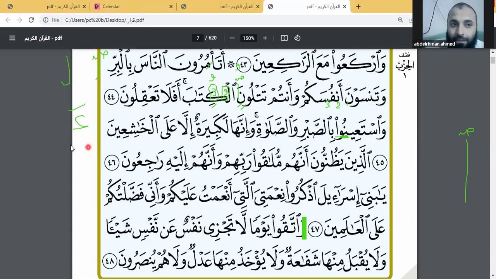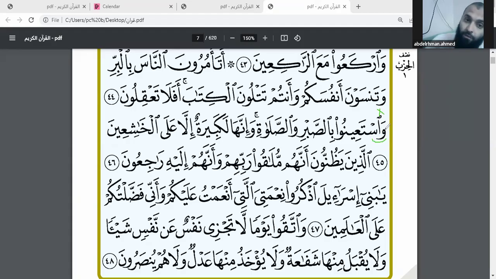How about if I didn't start reading from Hamzat al-Wasl? Like if I started from the previous letter like this, or a previous sentence, we skip Hamzat al-Wasl. We know that. If we didn't start from Hamzat al-Wasl, we don't read it. So we will say wasta'inu. Okay? We studied this rule just to know, if you started from Hamzat al-Wasl, like if you found it in the beginning of the ayah, how do you start?